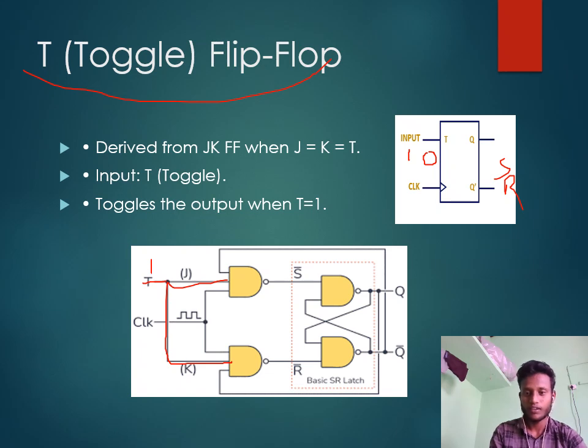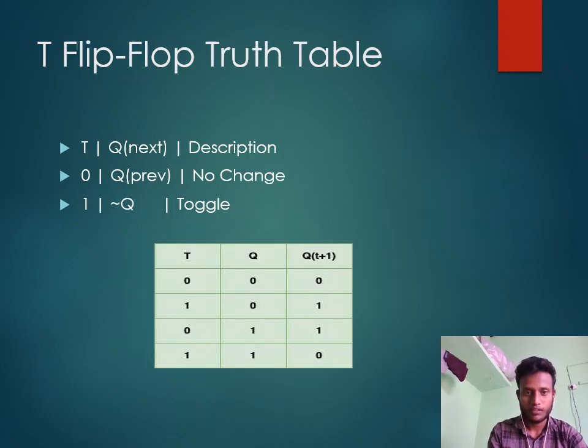And we give edge triggering. Why do we give edge triggering? To remove the toggles. By removing toggles, we can give edge triggering. Now let's see the truth table of the T flip flop.